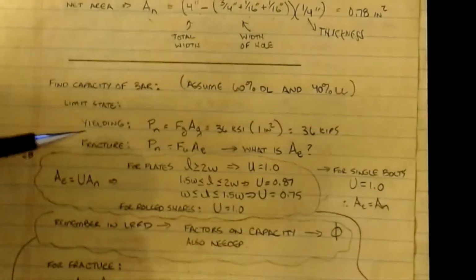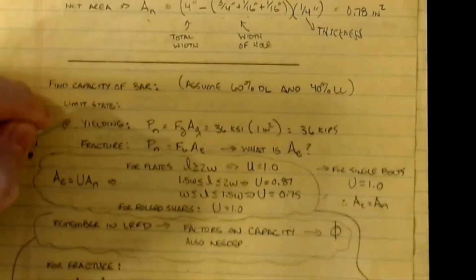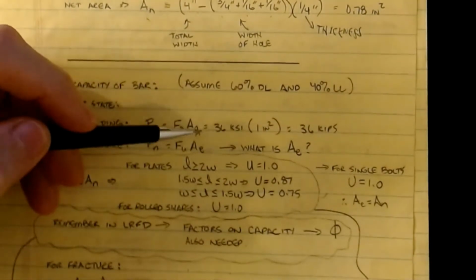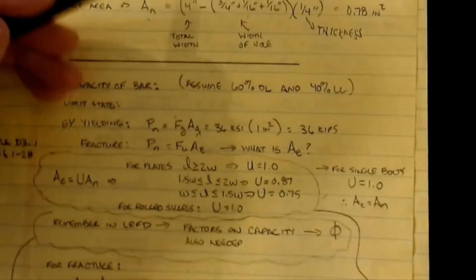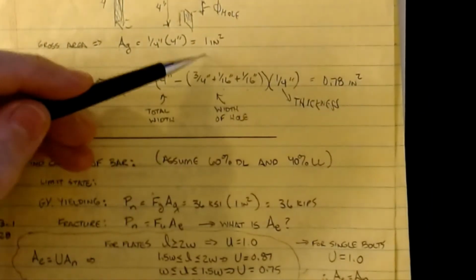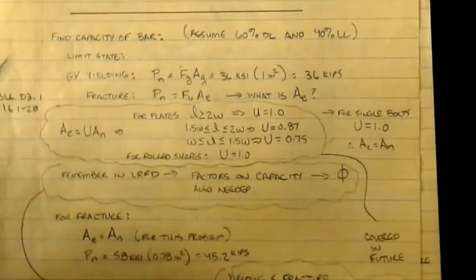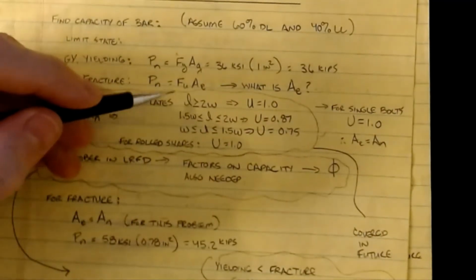Okay, the limit states that we said are for yielding, the gross yielding case, GY: Pn is going to equal Fy times Ag, which is 36 ksi, that's the Fy value, multiplied by Ag, which we computed to be 1 inch squared up here. If I do that, the nominal strength in gross yielding is 36 kips. For fracture, we know that Pn is equal to Fu times Ae.